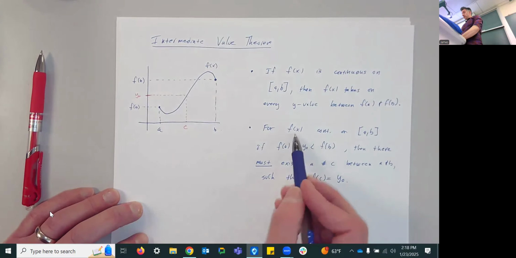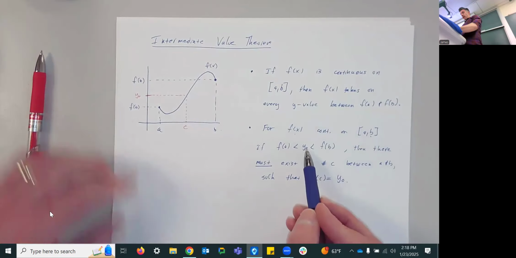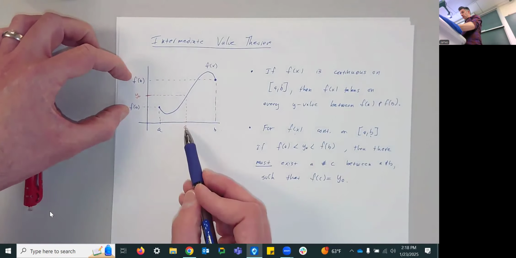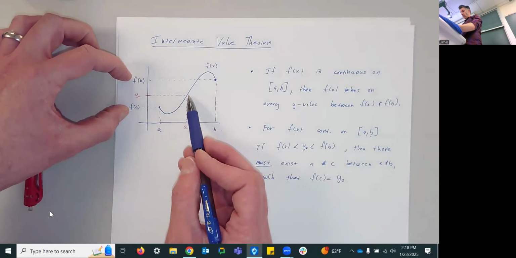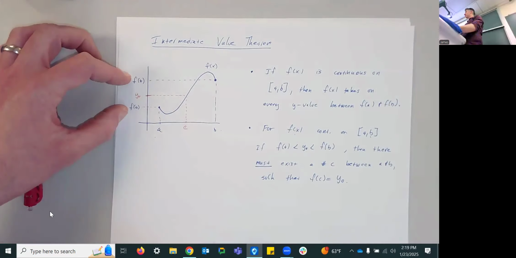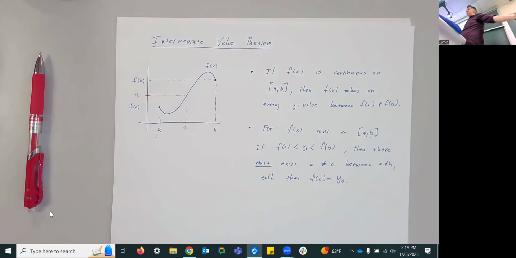Right? f of x is continuous. We're saying there's a y naught between f of a and f of b. There has to be a number c, so that if you plug in c, you get y naught out, and c has to live between a and b. Why do we care about this theorem? Well, because it allows us to do some things, like show that some equations have solutions, even if we can't find the solution.